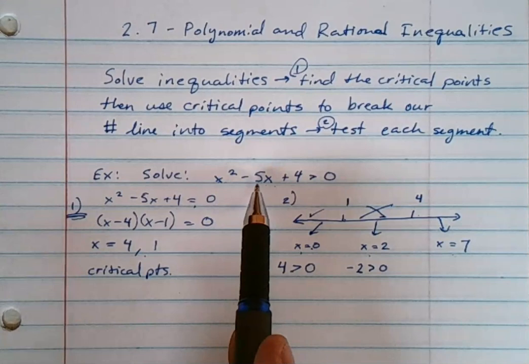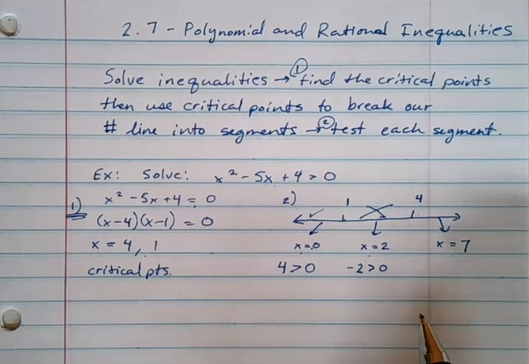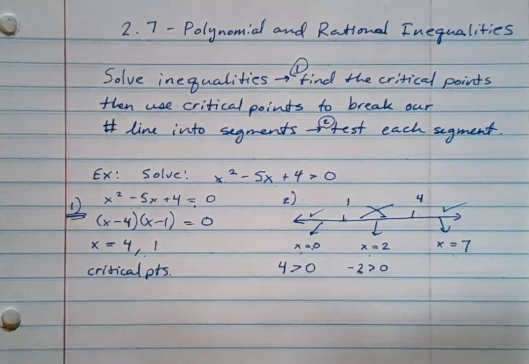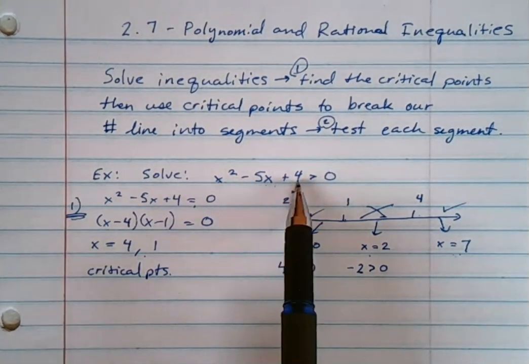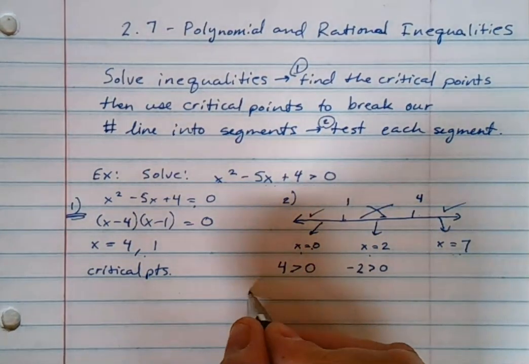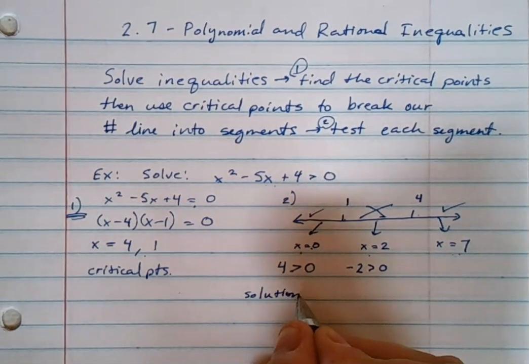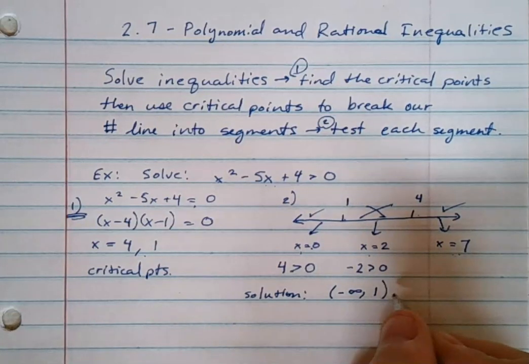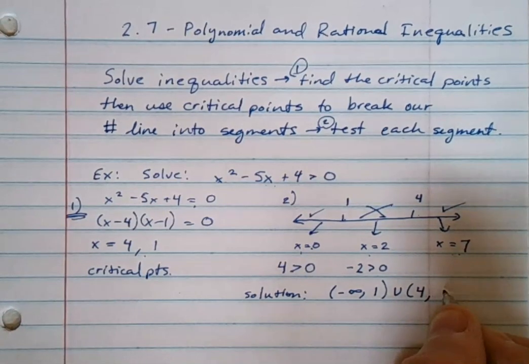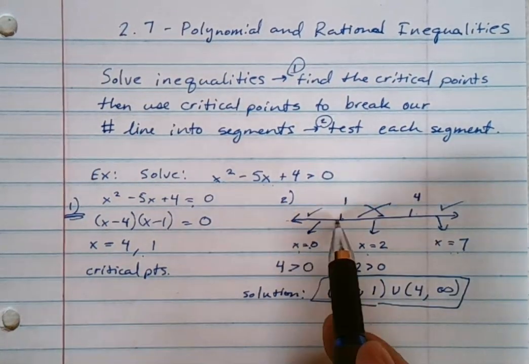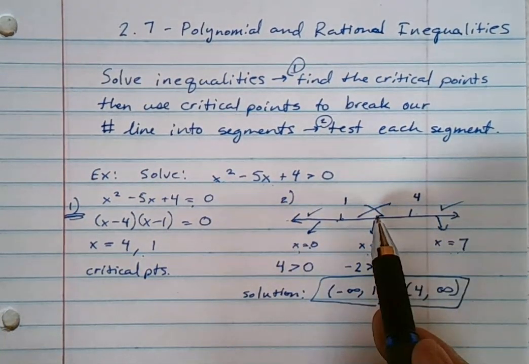Now 7. 7 squared is 49. 5 times 7 is 35. 49 minus 35 plus 4. I'll spare you the details, but basically we end up with a true statement, and we put a check mark. When we plug in 7, we end up with a positive value, a number greater than 0. My solution is negative infinity to 1 union 4 to infinity. And that is this segment and this segment, but not this segment.